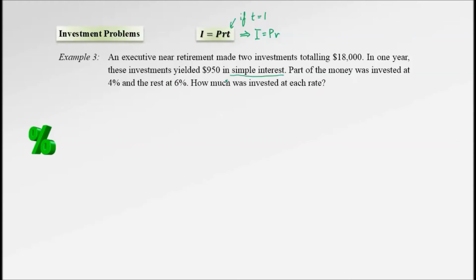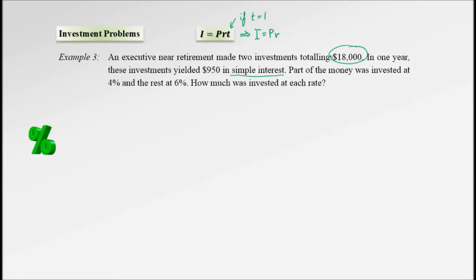Okay, so what do we know here? We have a total amount of money, $18,000, and we split this money into two accounts. Each of them pays a different rate. What the question asks for: how much was invested at each rate? This type of question could be done using just one variable. But since we practice solving systems of equations, let's use two variables.